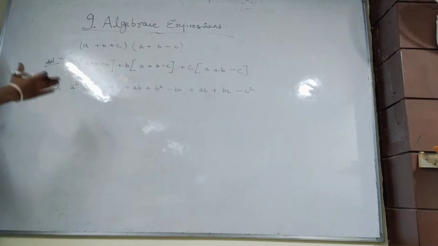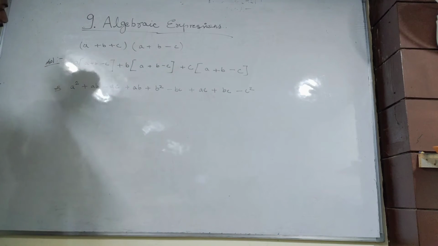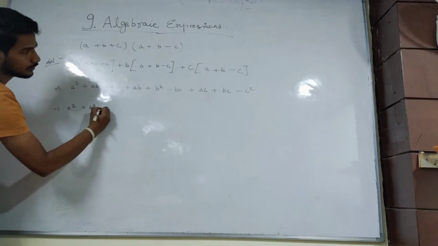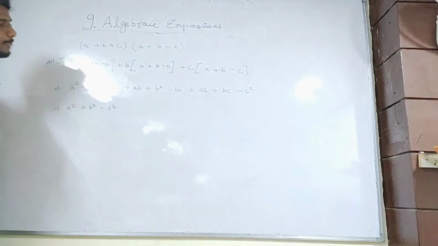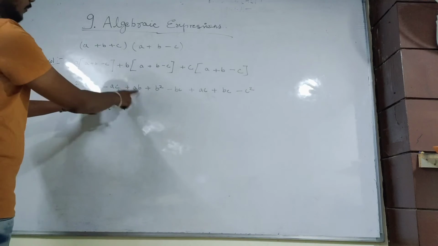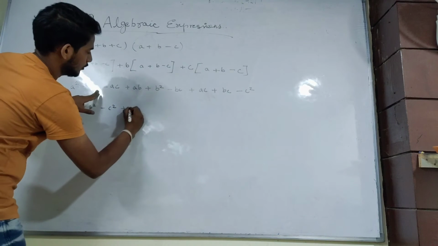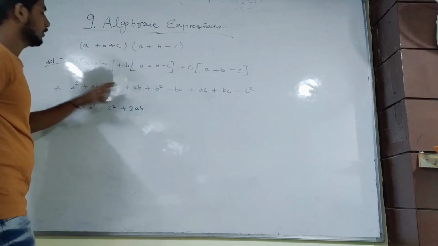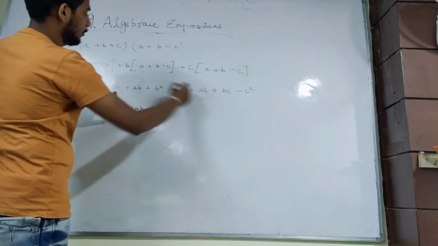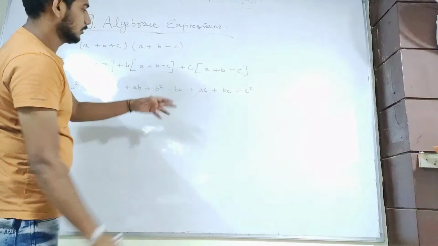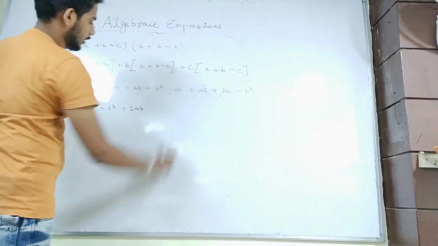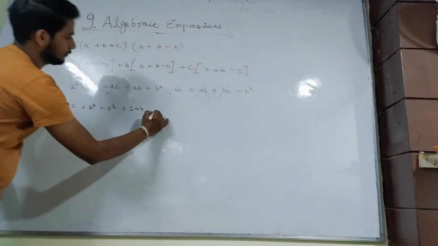Now whichever terms will cancel out, just cancel them. Firstly I will write together a square plus b square minus c square in one term, and the rest, plus ab plus ab, it will be plus 2ab, then minus ac plus ac will cancel out, and the rest, bc plus minus bc plus bc, this will also cancel out. This is the answer.